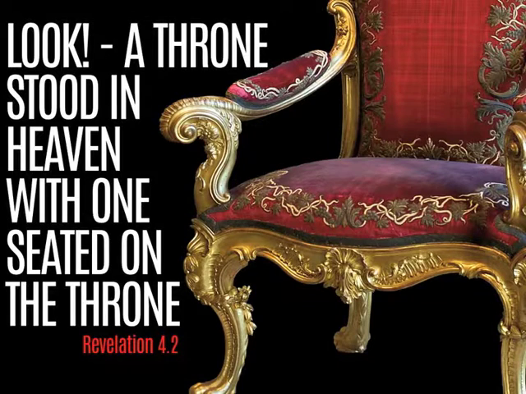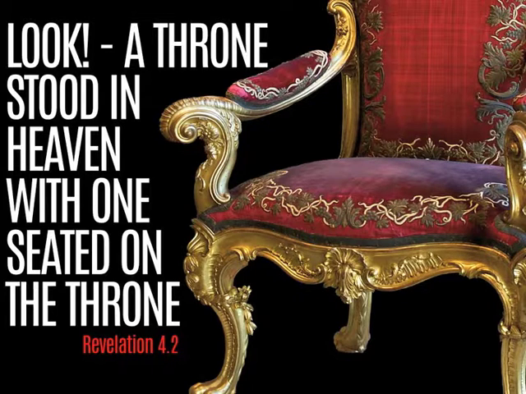Well, so what happens next? Well, what happens is that John, invited through the wardrobe door, invited into heaven, does just that. And he goes into heaven and sees in this vision. And what does he see? Well, the first thing, there's that word again, look. He says, look. A throne stood in heaven. That's the first thing that he sees. When he goes through the wardrobe, he sees a throne and one seated on a throne.